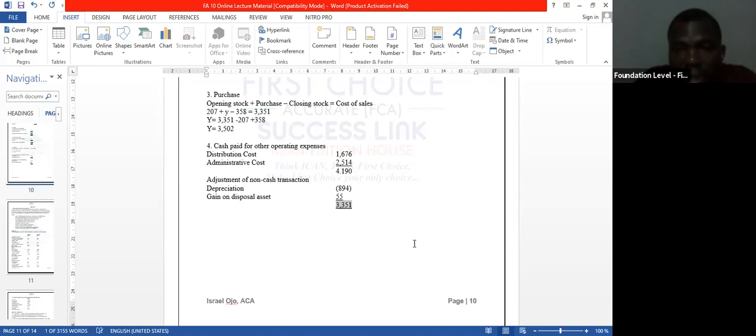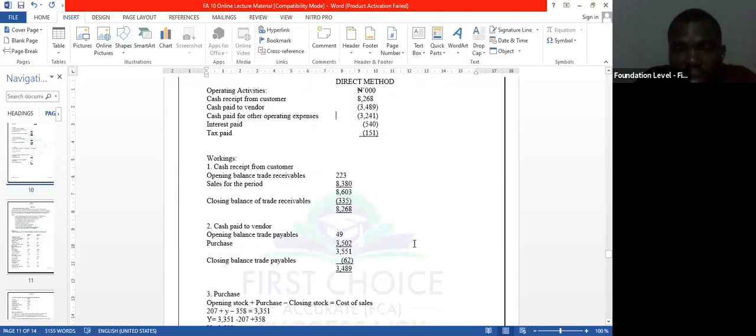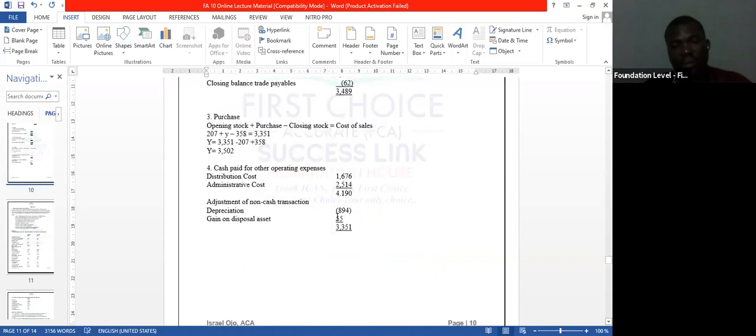And let's go up to the solution. So let's call this 3,351. So 8,268 minus 3489 minus 3351 minus 540 minus 155. That'll give us a total of 737. So the one I initially put as negative should be added. The gain on disposal, because it's related to cost. Are you with me? So that's why it's positive.